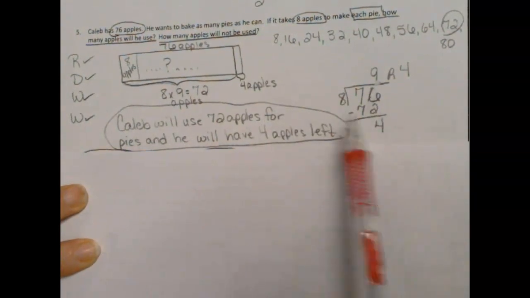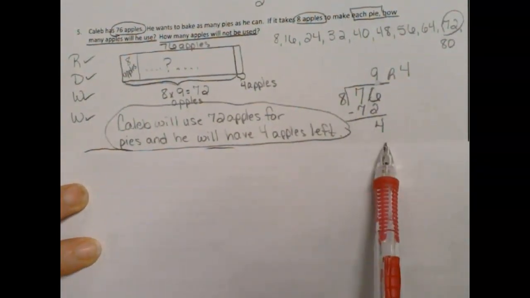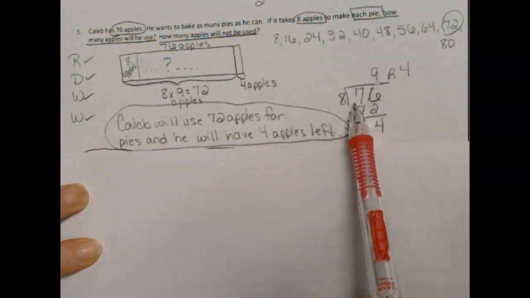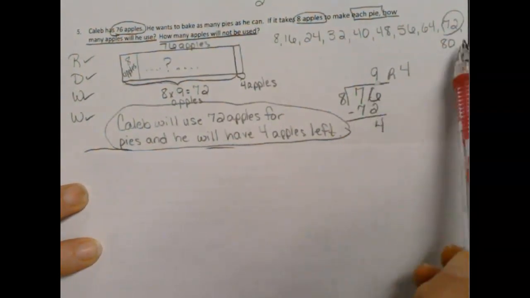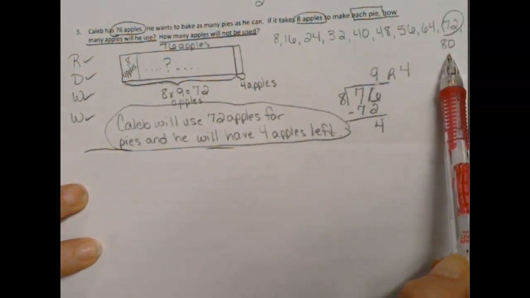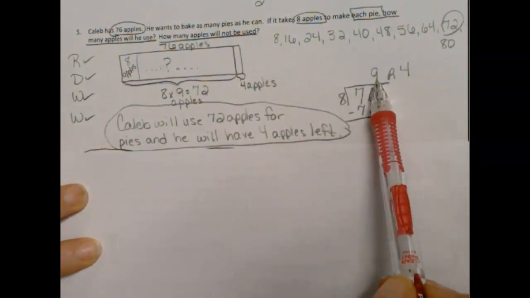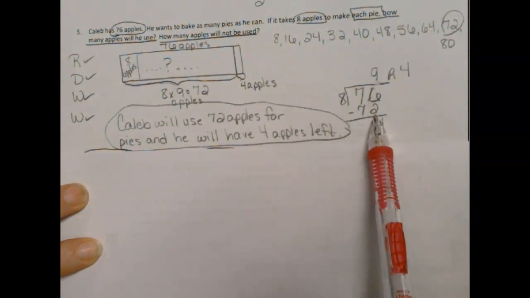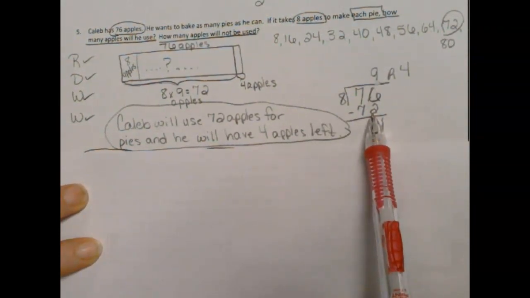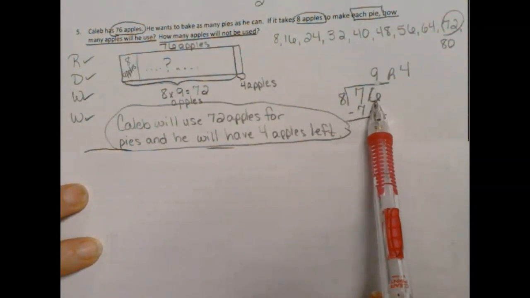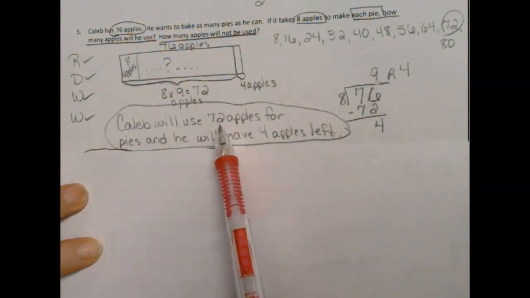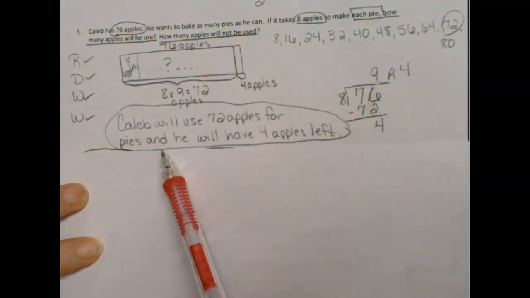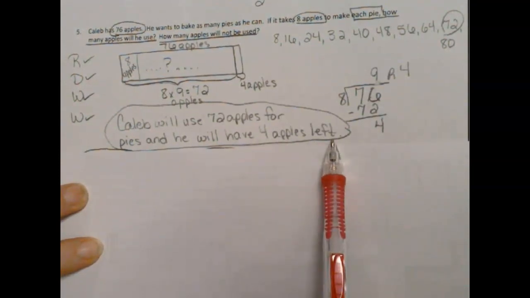So then I came over and I wrote my number sentence to check my answer. Well, 8 times 9 is going to get me close to 76. If I go 8 times 10, I'm going to be over 76. So I'm going to go with 9. 8 times 9 is 72. So after I use 72 apples, I have to subtract that from the 76 that I have, and I have 4 apples remaining. So Caleb will use 72 apples for pies, and he will have 4 apples left.